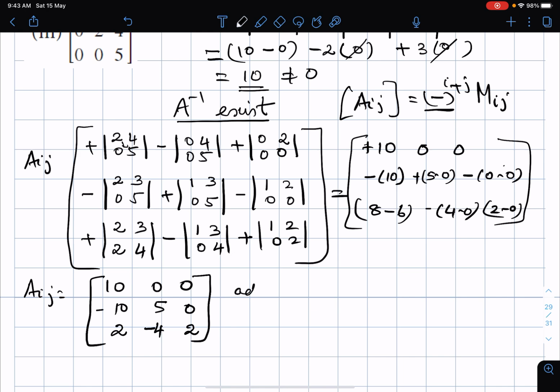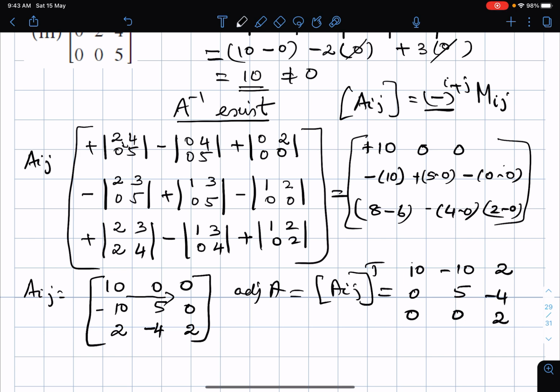Next you are going to go to adjoint A. Adjoint A is nothing but Aij transpose. So for this you are going to write the transpose. Transpose is nothing but you are going to convert the rows into columns. So what is your transpose? Rows into columns. This will become 10, 0, 0, minus 10, 5, 0, then 2, minus 4 and 2. This is going to be your adjoint A.